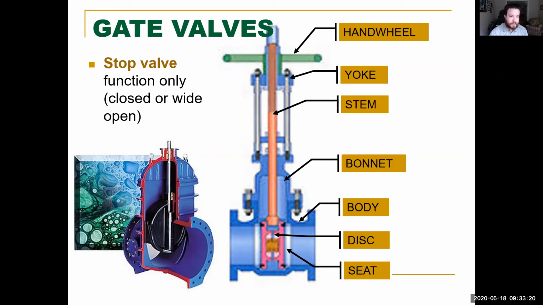All right. Now, why does this stop valve only do open or close? Why are they not half? Why can't you throttle with them? Why does a stop valve only function as a wide open or a fully closed valve? Why would you not want to throttle with it?